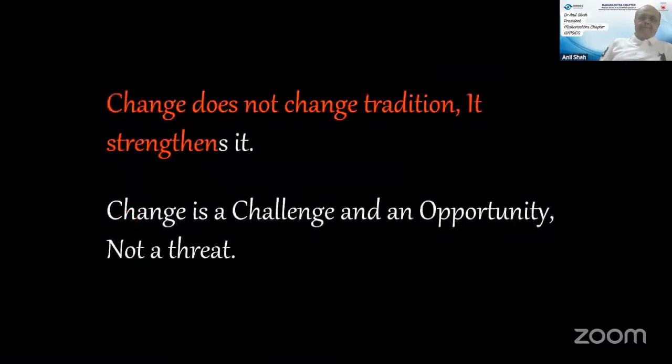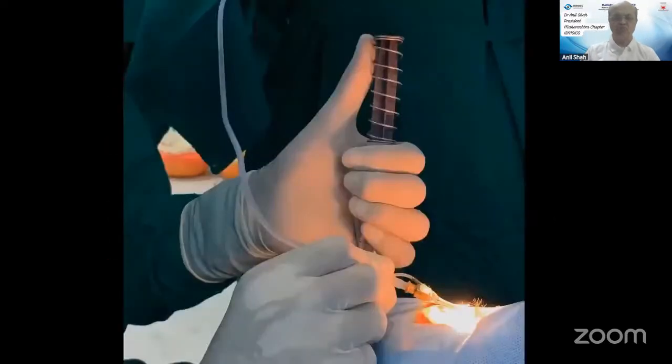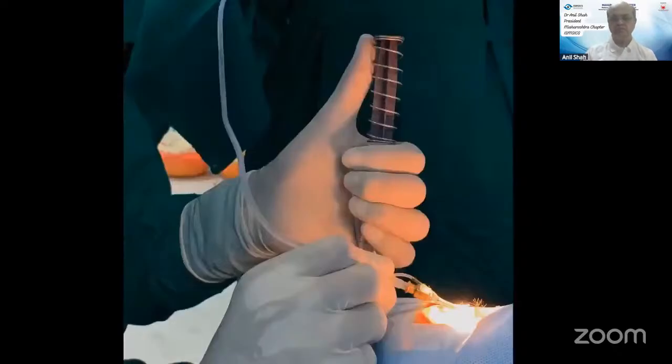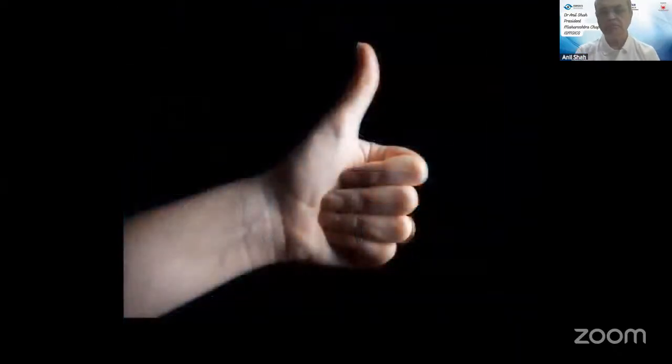Change does not change tradition, it strengthens it. It is an opportunity and not a threat. Likewise, VCR is an economical, effective and novel change to the tradition and a small step forward towards comfort and safety.